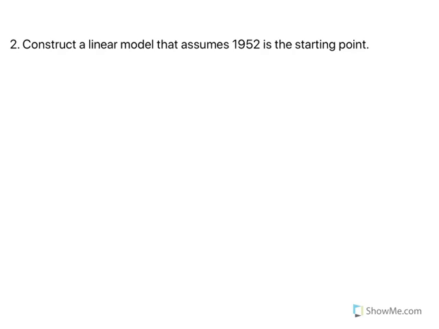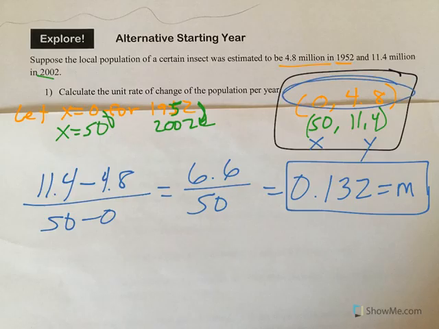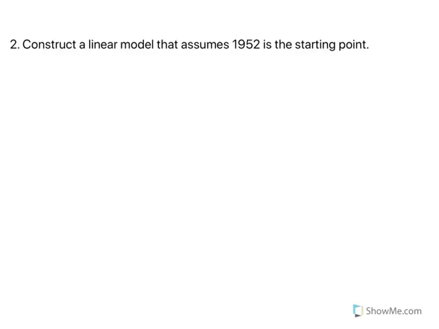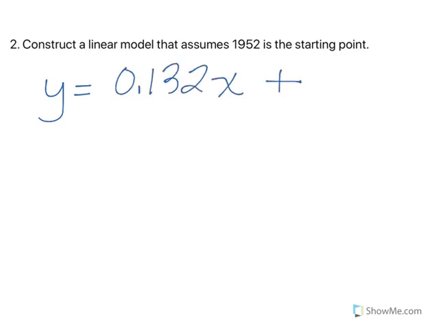Construct a linear model. Okay, now if we're assuming 1952 is the starting point, then my y-intercept is 4.8. So I've got y equals 0.132x plus 4.8. Because the starting point is 1952, so there we go. So here's my model.